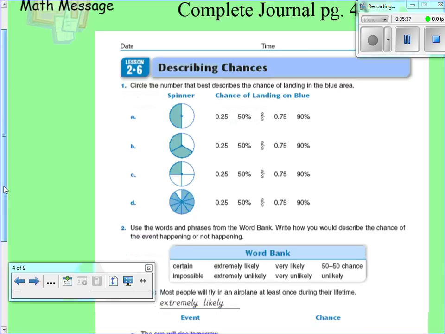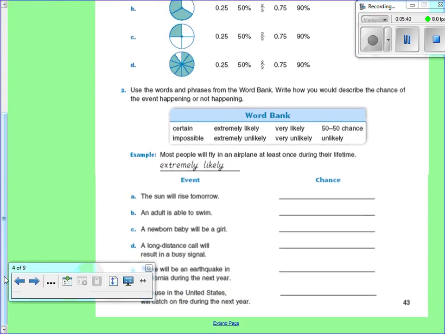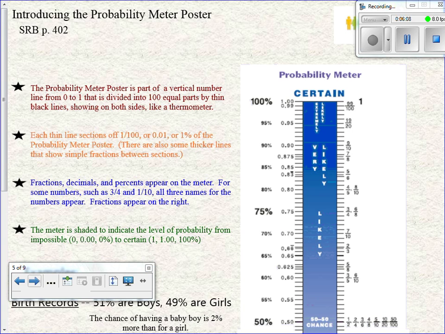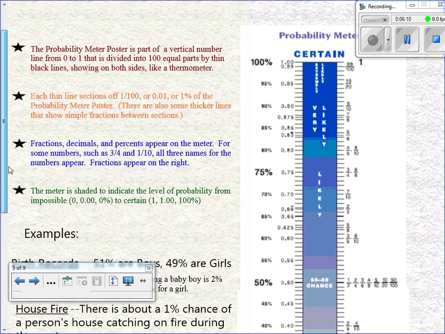Okay. Here's some words you're going to be dealing with today. The words certain, impossible, extremely likely, extremely unlikely, very unlikely, 50-50 chance, and unlikely, okay? Some of you are probably wondering, extremely likely to very likely, what is the difference? I mean, they're close, okay? There's a scale you're going to be looking at here today, and it looks just like this. Everyone will have this scale when you come to school.